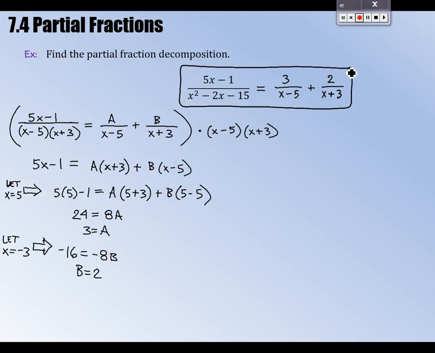Did you guess and check at the beginning? Did you see 5x minus 1? I don't know that guess and check would be a really fruitful strategy. Worked for me so far. All right. Especially as we get more complicated.